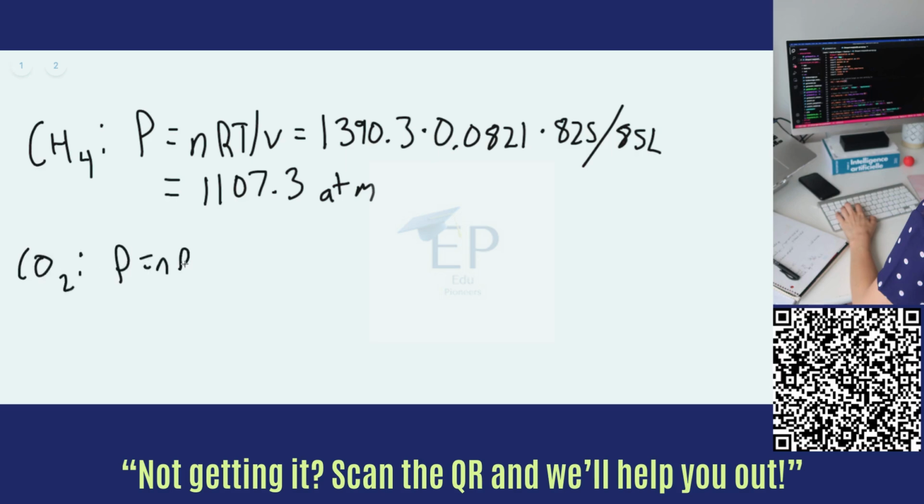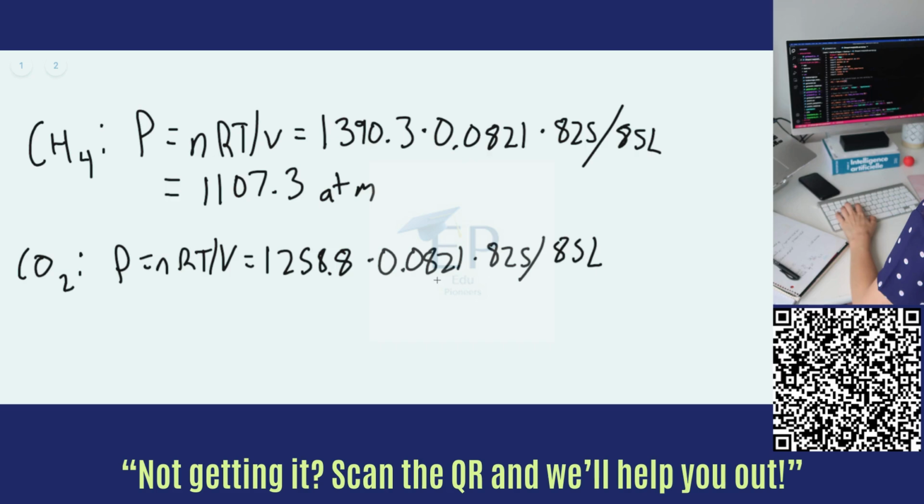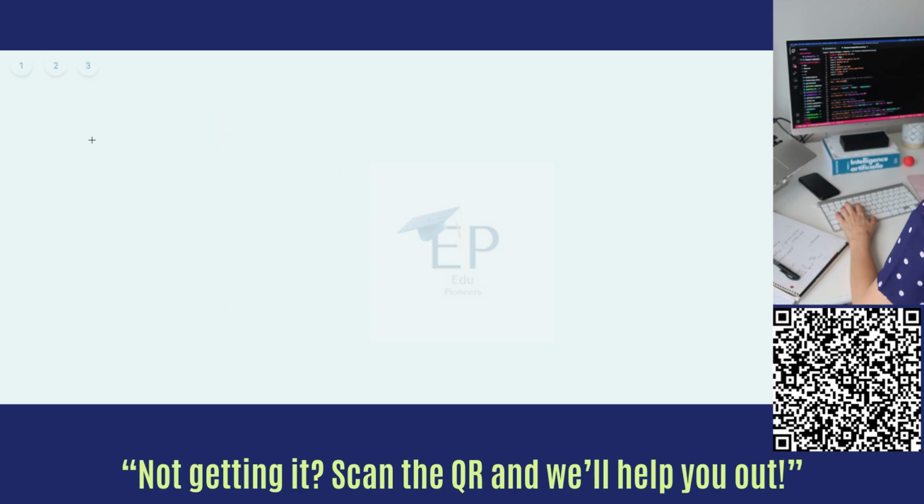Now we can do the same thing for CO2. P equals nRT over V. Our n this time is 1258.8 multiplied by our R value and our temperature, and then divided by 85 liters, and that gives us a partial pressure of 1002.6 atmospheres.